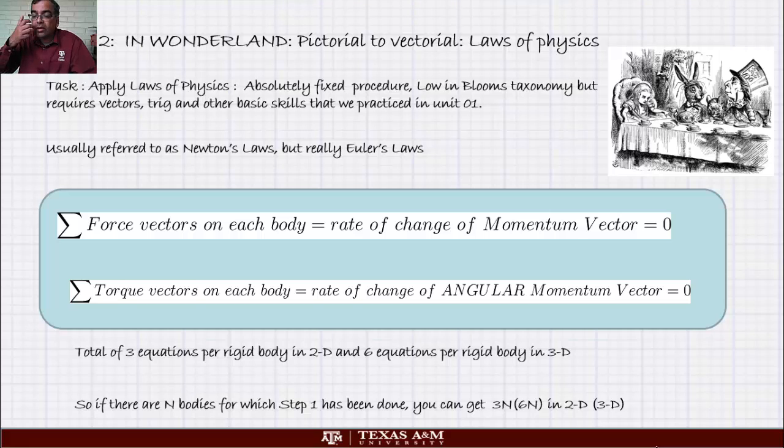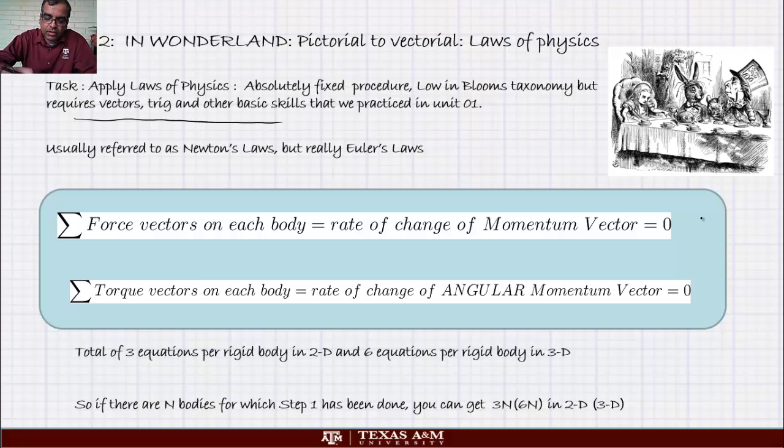Step number 2 is from pictorial to vectorial. That is, we are now converting all our pictures into vectors, and this uses the laws of physics. And I can tell you that this is an absolutely fixed procedure. This is actually low in Bloom's taxonomy. This is application of knowledge. This is not very complicated. But it requires you to be able to do some level of geometry. And if you are not comfortable with geometry, trigonometry and other basic skills which we practiced in Unit 1, this will be very difficult. And for the laws of physics, there are actually two things.